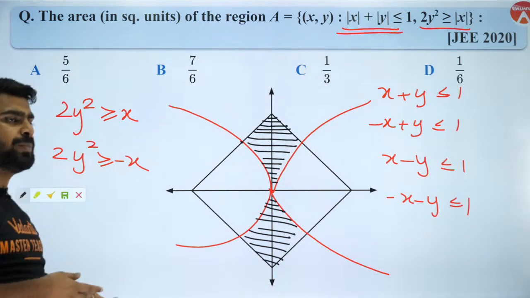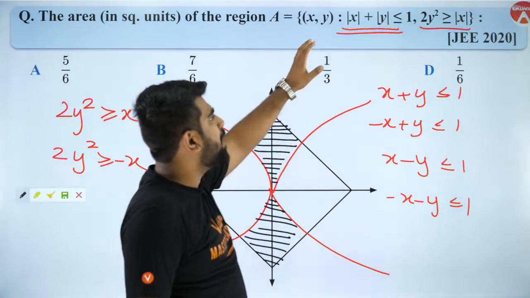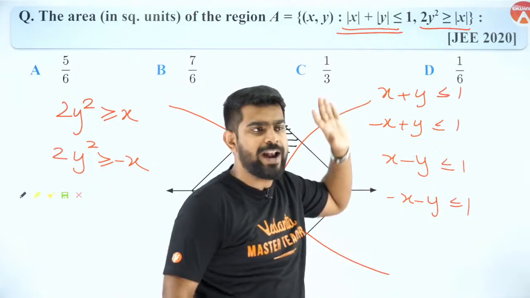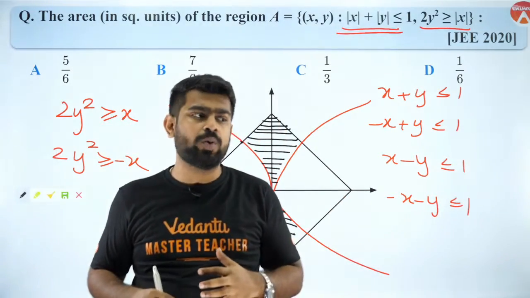Yes, Shibi. What I did was, first, I have mod x plus mod y less than or equal to 1. So how do you open mod x plus mod y less than or equal to 1?